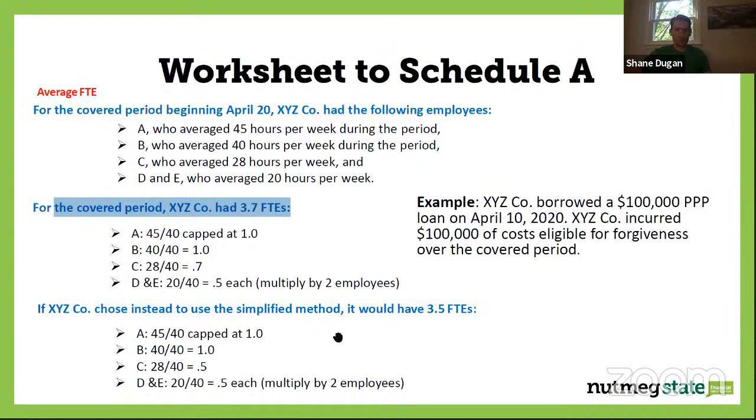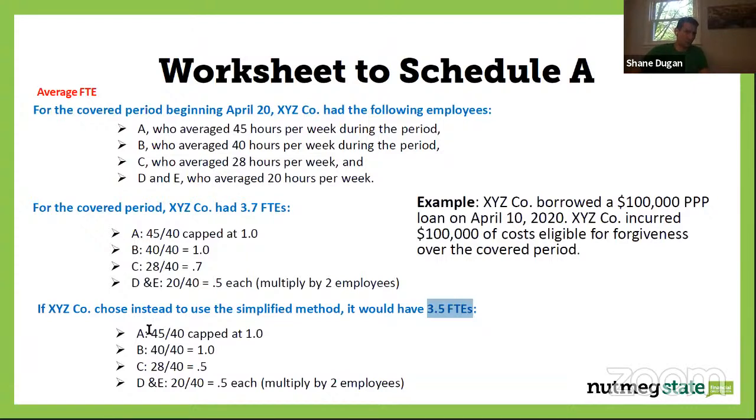The other method is what they call the simplified method. It gives you a different result. As you see here, with this example, you get 3.5 full-time employees. We're going to use the same exact figures here, but with the specific simplified method. And the simplified method, as I mentioned before, is that if you don't work 40 hours, you essentially only count as 0.5.